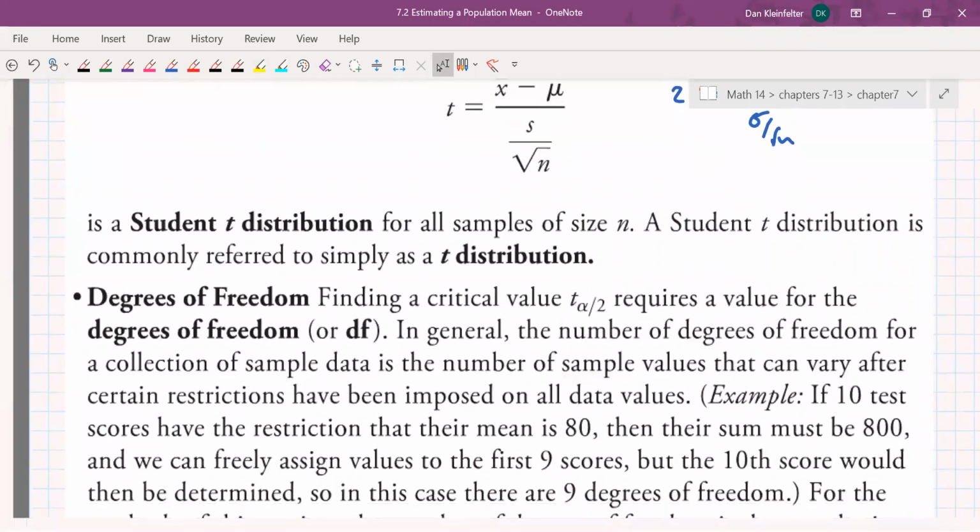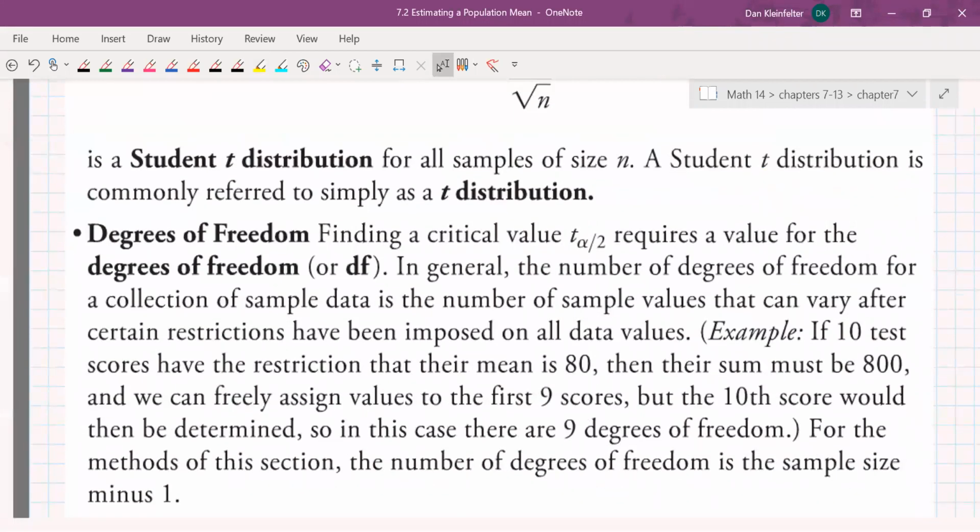A concept that is new for the T distribution that we didn't have for the Z distribution is the idea of degrees of freedom. The T distribution, and which values you end up looking at in the table, depend on the sample size, and that's related to the degrees of freedom. As part of calculating the confidence interval and doing other tasks, we'll have a critical value, T alpha over 2. We had a Z alpha over 2 in the last section. And we're going to need this idea of degrees of freedom.